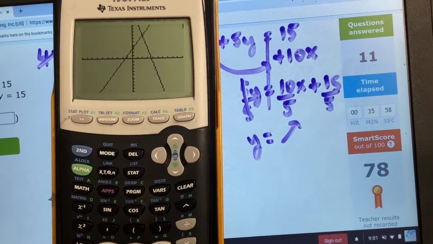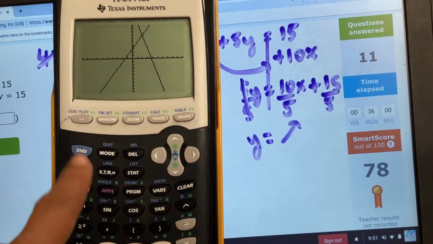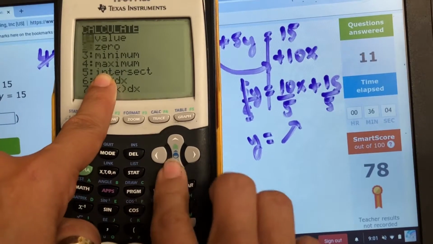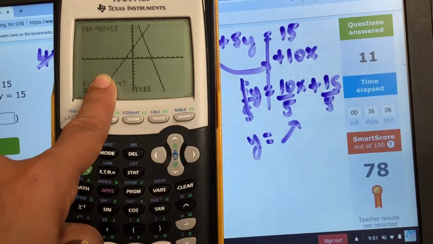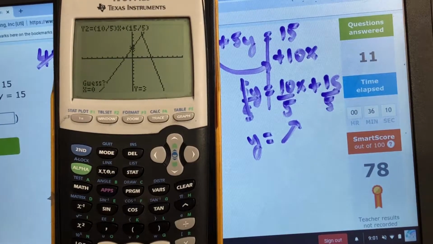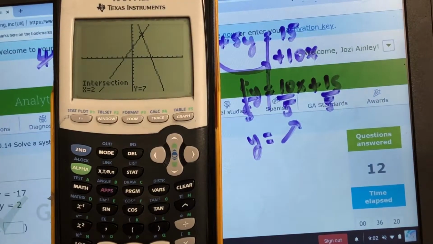This is solving equations by graphing. Let's finish graphing, so I'm going to go second, calculate. I'm going to go to intersect, or press the number 5 and it'll take you there. And then just press enter 3 times. 1, 2, 3. And that's my intersection, 2 and 7. So 2 and 7. Enter. Bam. Wow, this is actually kind of easy.